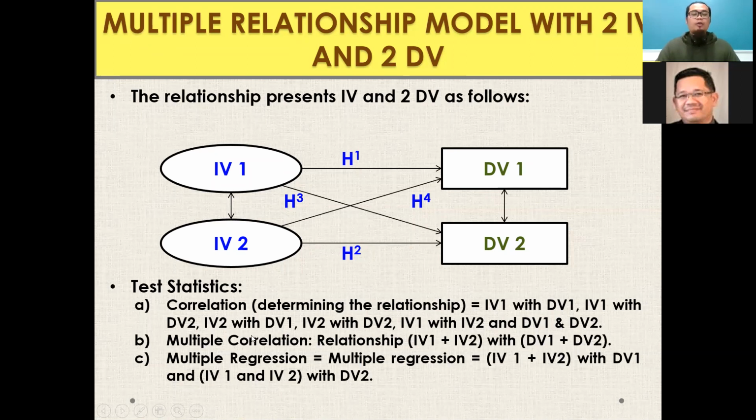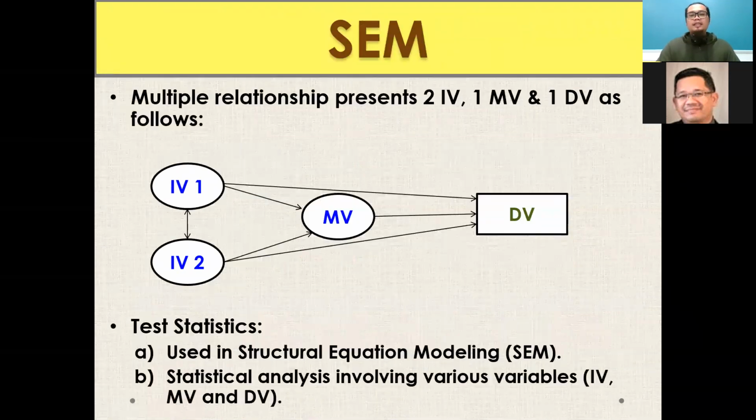We can also apply multiple regression, where we combine independent variables IV1 and IV2 with DV1, and also a combination of IV1 and IV2 with DV2. So we have two tests here to show the multiple regression between IV1 and IV2 with DV1, and IV1 and IV2 with DV2. The last one is the measure of direct and indirect effects with an applied mediating variable.